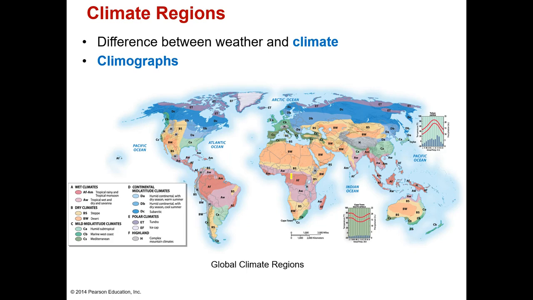And then you also have CB marine west coast climates. Those are moderate climates that have the moderating effect of the ocean. London, Seattle, Portland would be examples of those. And then in the CS climates, you have Mediterranean, which are dry and warm in the summer and cool and drizzly in the winter, like California and like the Mediterranean.